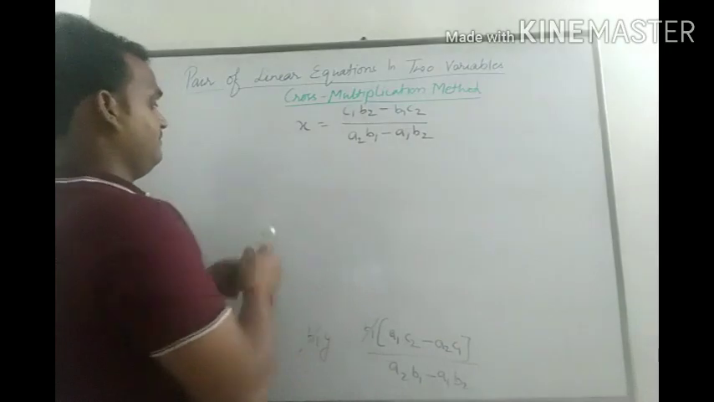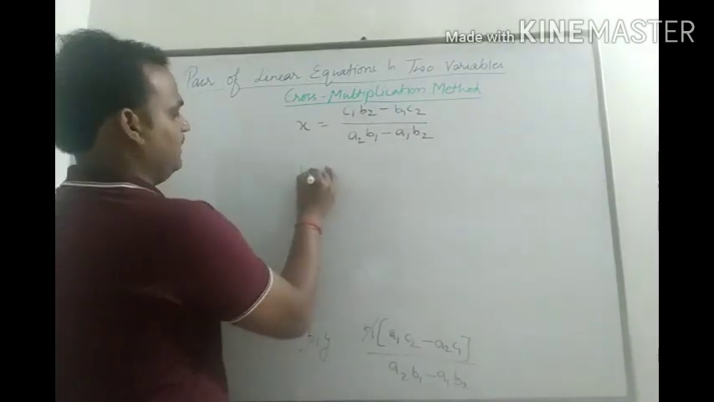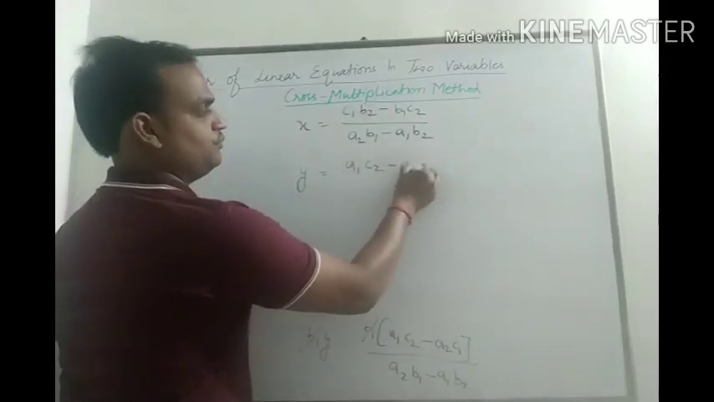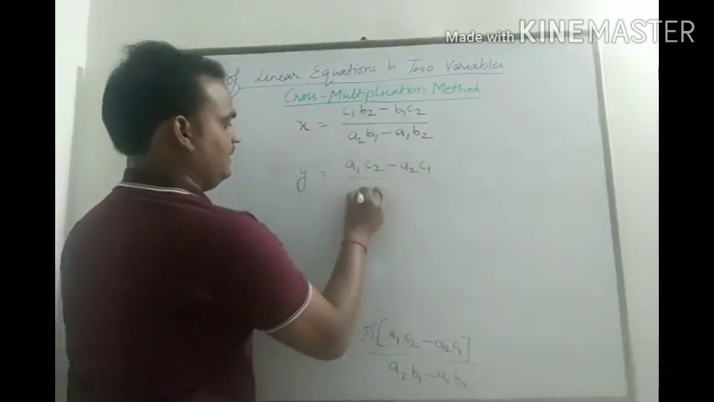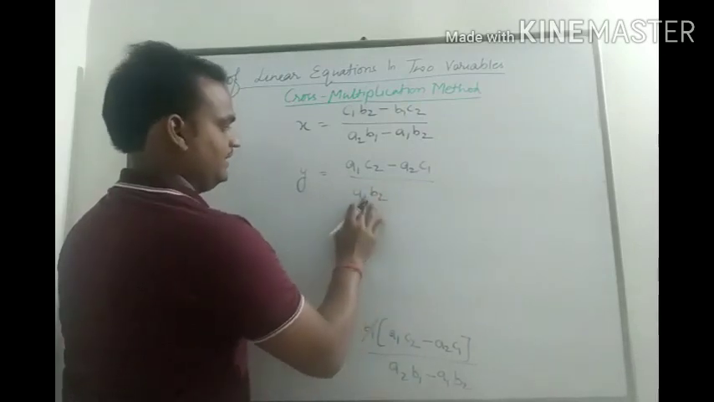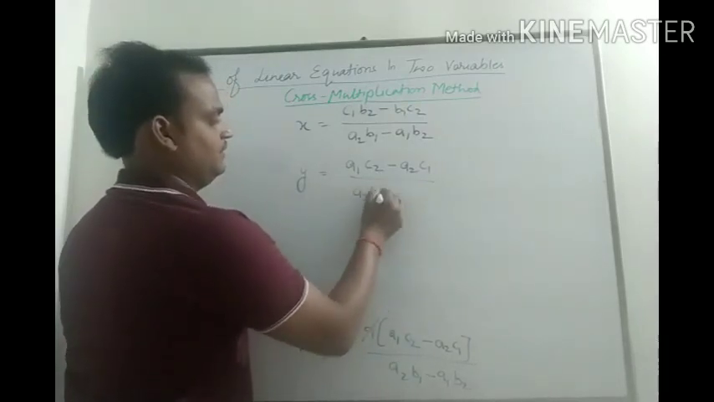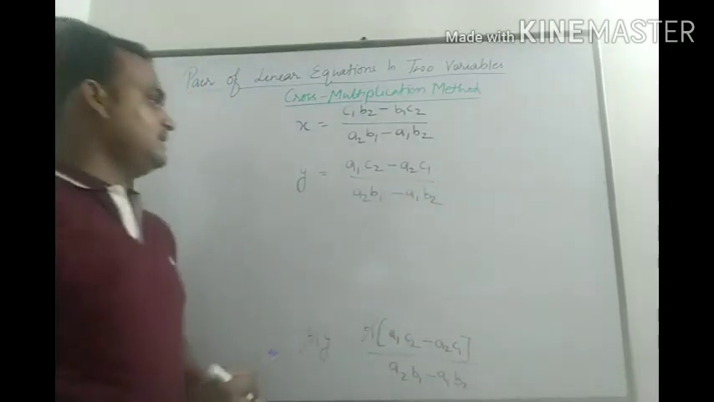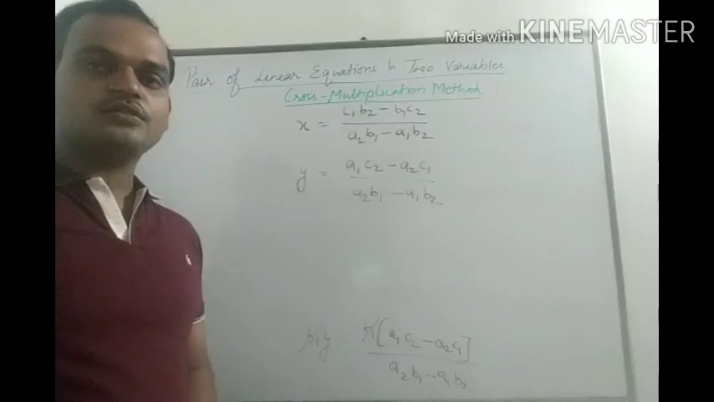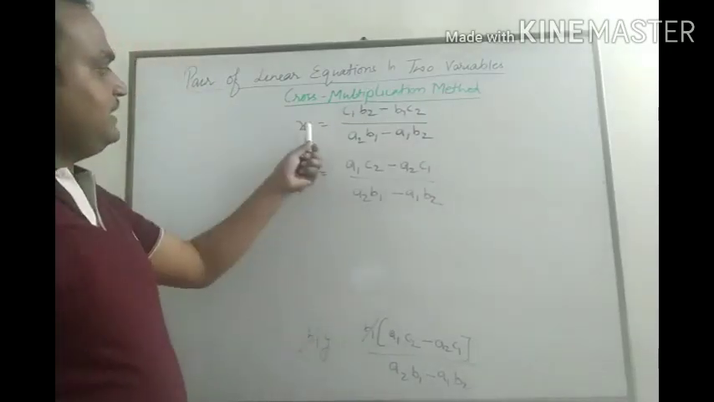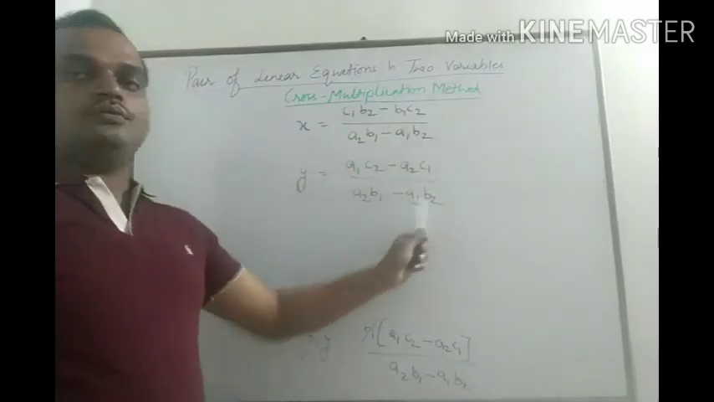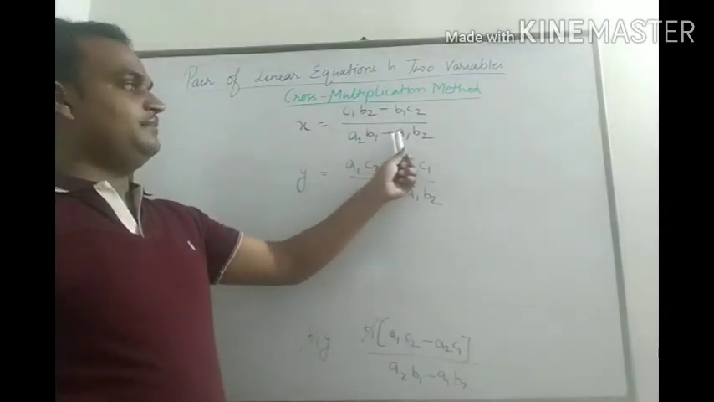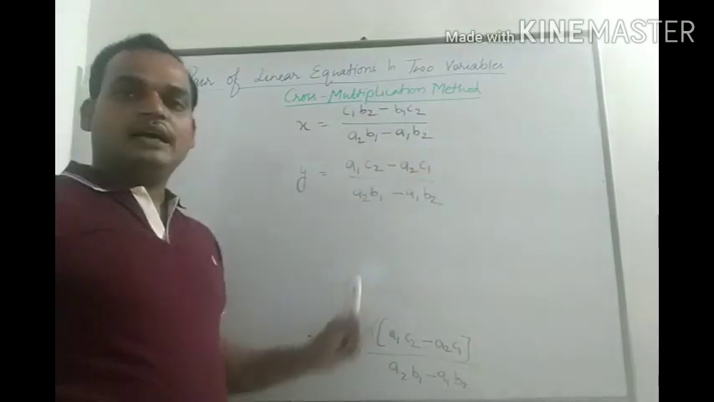Now our y, we got y equals a1 c2 minus a2 c1 upon a1 a2 b1 minus a1 b2. Okay, this is our y. So we get x is equal to this and y equals to this. Now in both the cases a2 b1 minus a1 b2 are given.